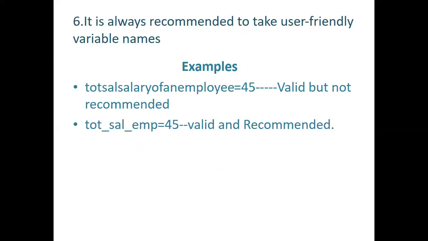It is always recommended to take a user-friendly variable name. Like if I write total salary of an employee is equal to 45, although it is valid, there is no special symbol in this, it is not recommended. So we should always use a variable name which is user friendly. We can write like this also: total underscore sal underscore employee is equal to 45.